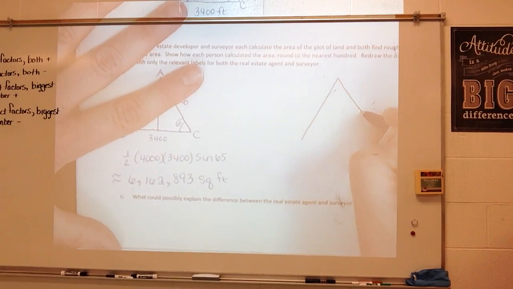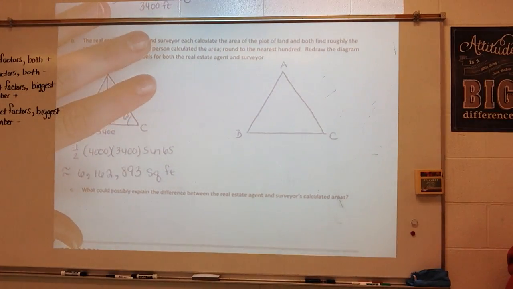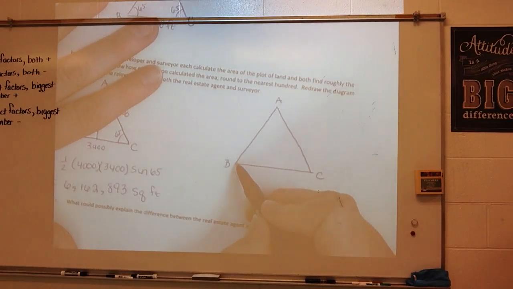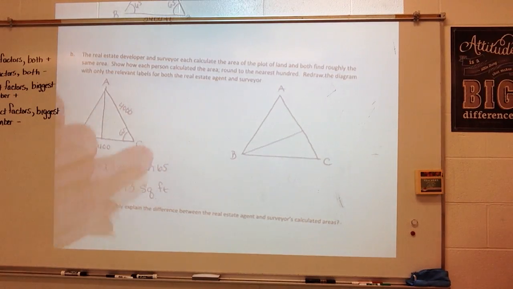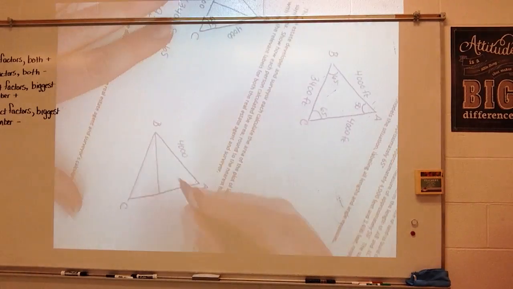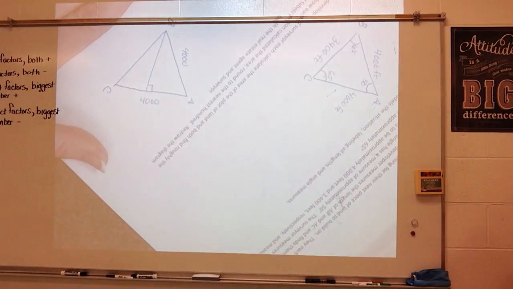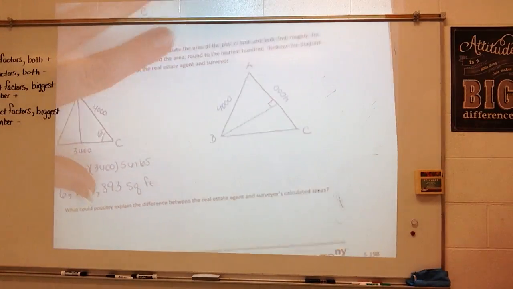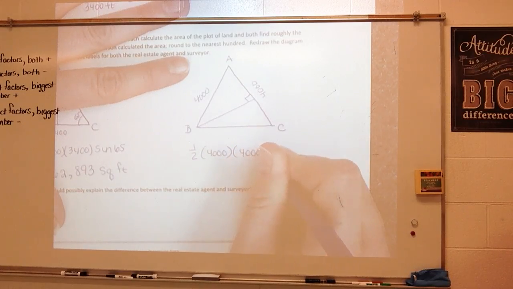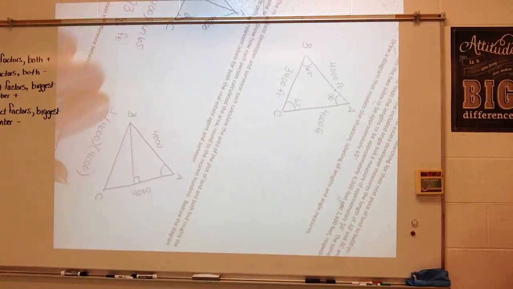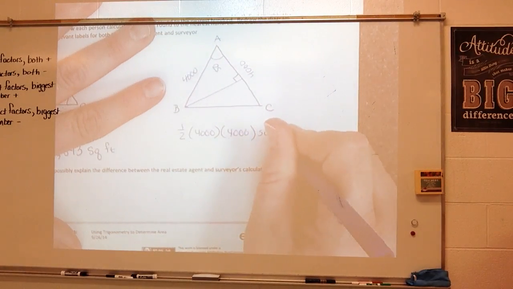Let's talk about another way that they could have done this. Alright? Another way that they could have done it was drop an altitude from another vertex. Alright, so they could have done an altitude that way. And if that's the case, then I'm kind of looking at my triangle like this. So now I could do 1/2 times 4,000 times 4,000. Oh, and I forgot to put my angle here. We said was 50. Alright. So times the sine of 50.